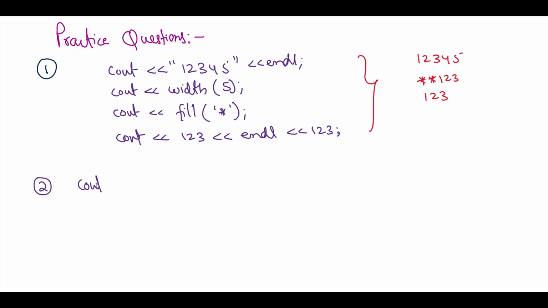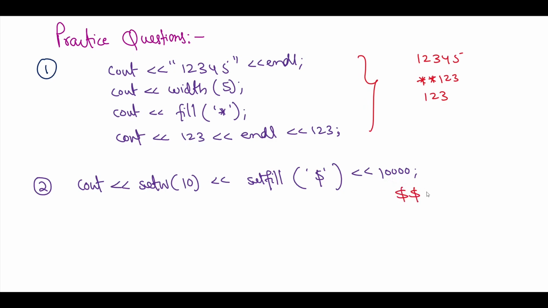Second question, we have cout, then setw, make it a width of 10, then setfill and provide a dollar sign here and then output a value which is 10,000. Now guess the answer. For this we have 10 places and by default the filling character will be on the left side and you can see these are 5 values, so we'll have 5 $ signs and then 10,000. Clear?